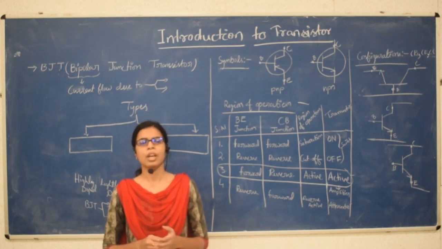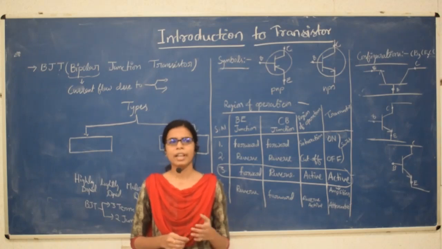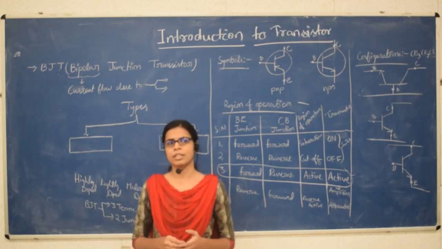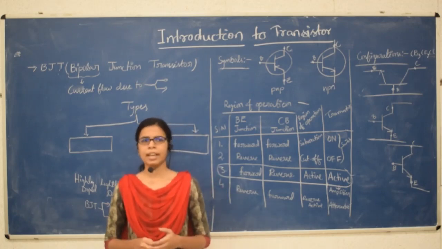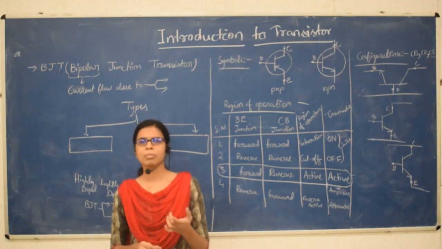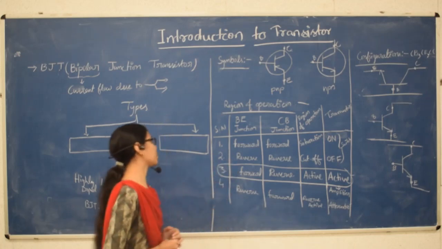drastically reduced. In modern electronic gadgets or smart gadgets, you must have seen different ICs being used. All those ICs, integrated circuits, are basically made up of transistors. So we can say that a transistor is a basic building block of all modern electronic gadgets. Okay, let's start the class.